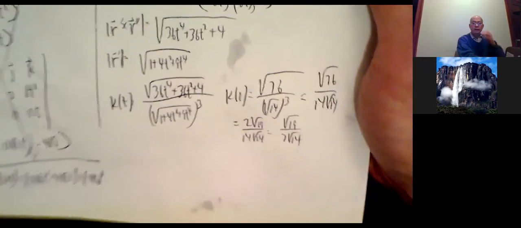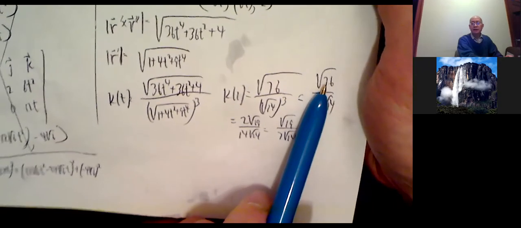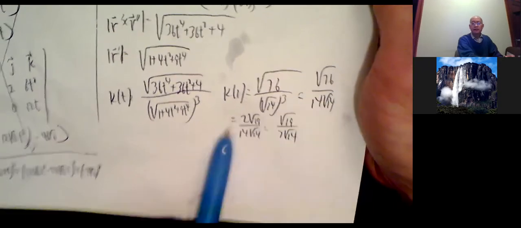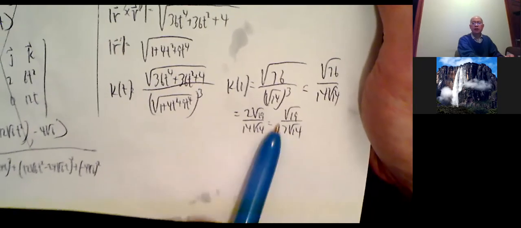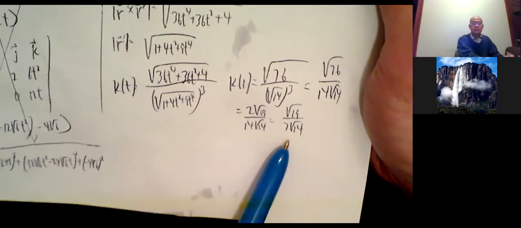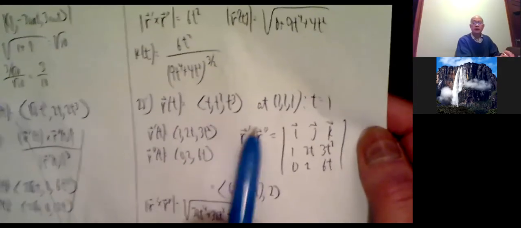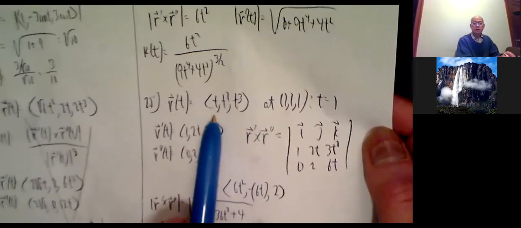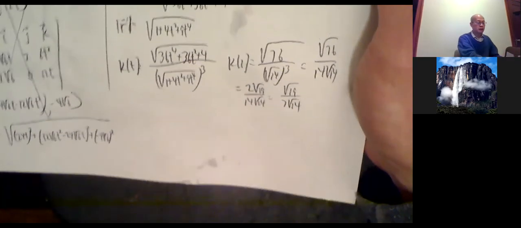Okay, a little bit of algebra. 76 is 4 times 19. Take out the 4, 2 radical 19 divided by 14 radical 14. So final answer is radical 19 divided by 7 radical 14. Okay, that's considered the curvature of this curve, t squared, t cubed, at the point 1, 1, 1. That's a curvature. Just plug it in.